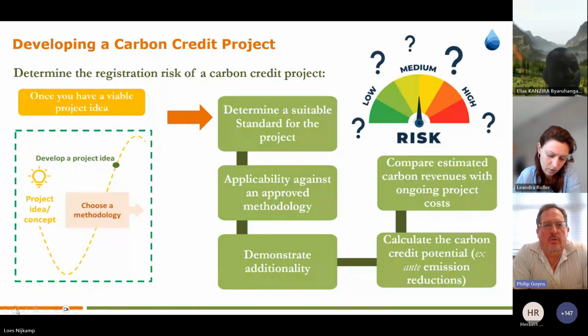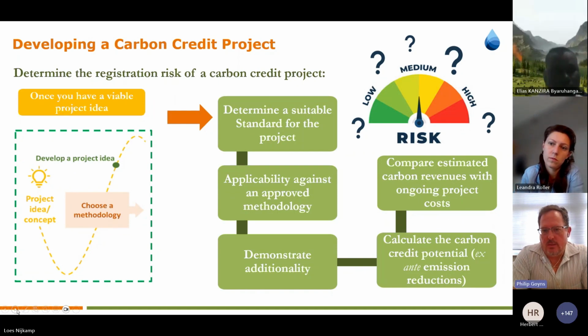Okay, the first thing we're looking at here is developing a project. You need to identify a suitable standard. Within that standard, you need to find out whether there's a suitable methodology. It is also possible that if there isn't an existing methodology, you can develop a new one and submit that to the standard for approval. You also need to demonstrate additionality, and that goes along with the calculation of the potential emission reductions, and then showing that there's financial viability for that project.